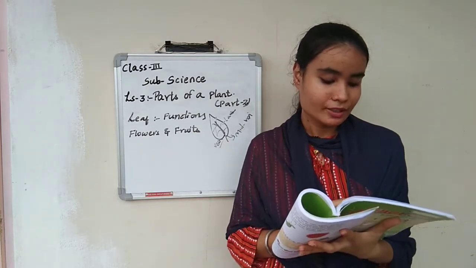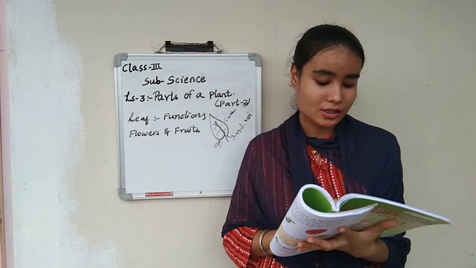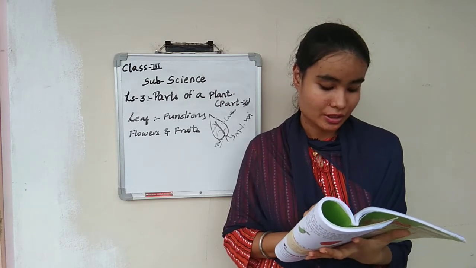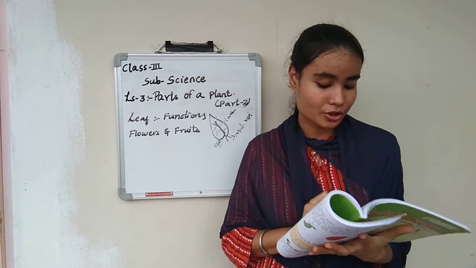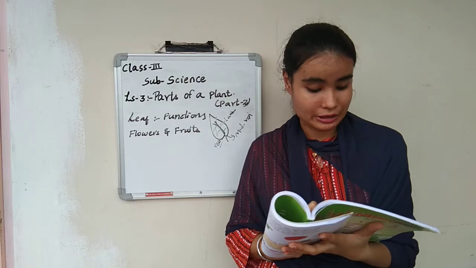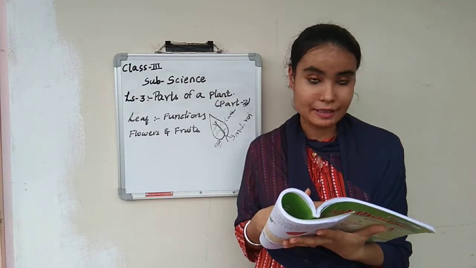Leaves contain a green pigment, chlorophyll, in them. In the presence of sunlight, chlorophyll changes water and carbon dioxide into sugar. This process is called photosynthesis. Plants give off oxygen in this process, thus plants give us oxygen to live. So what does the leaf contain? Chlorophyll, a green pigment.